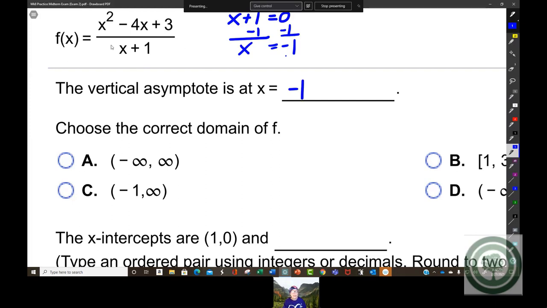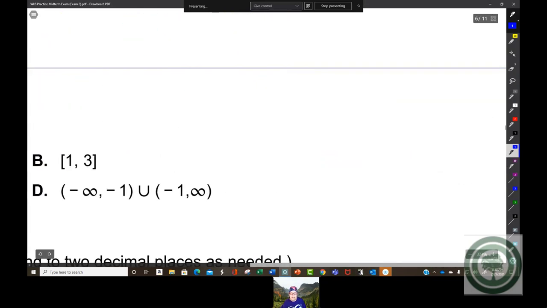All right, so we took the denominator. We didn't need to factor it. We set it equal to 0 and solved for x, got x equals negative 1. This is the equation of the vertical asymptote. However, it looks like we do need to find the domain. So let's go back and find the domain. We have room there. Let's see if we have room over here. Yes, we do.